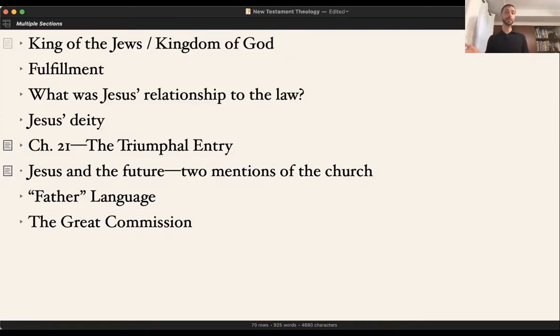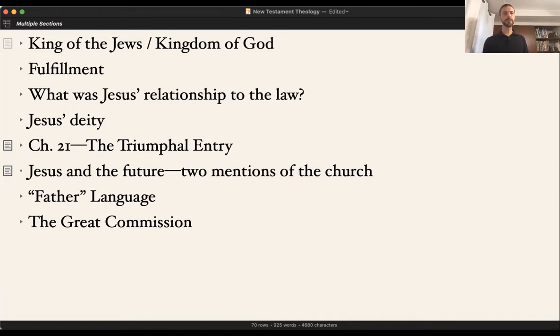And the themes that I want to talk about are these. Jesus as King of the Jews. Related to that, the kingdom of God or the kingdom of heaven. Fulfillment, a huge idea across the gospel. Jesus' relationship to the law. Jesus' deity. I'm going to talk specifically about the triumphal entry, to give us a little bit of insight specifically in that passage that captures some of the broader themes. Jesus in the future, two mentions of the church, father language, and the Great Commission.